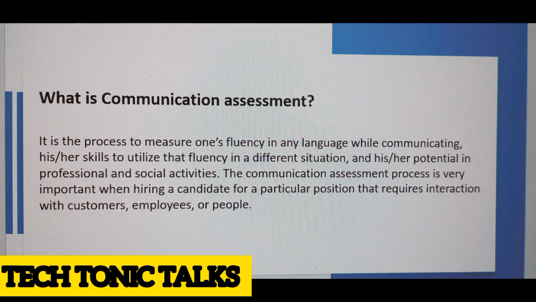See, communication is very important everywhere. When you are hired or you're working on different client projects, you need to interact with the clients, and the medium of communication is English. So it's very important that you have very good communication skills. Then only you will be able to understand the client's requirement and follow up with them. That's why companies have now started this new trend of communication assessment to assess the candidate's communication abilities.